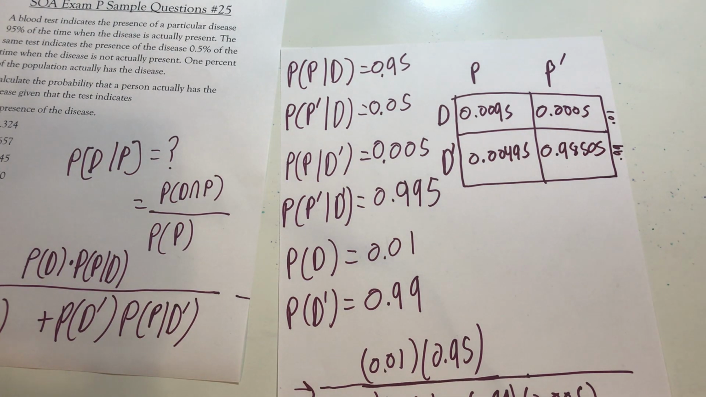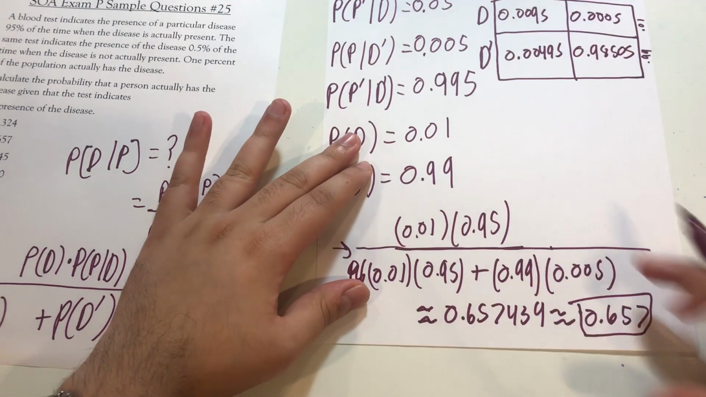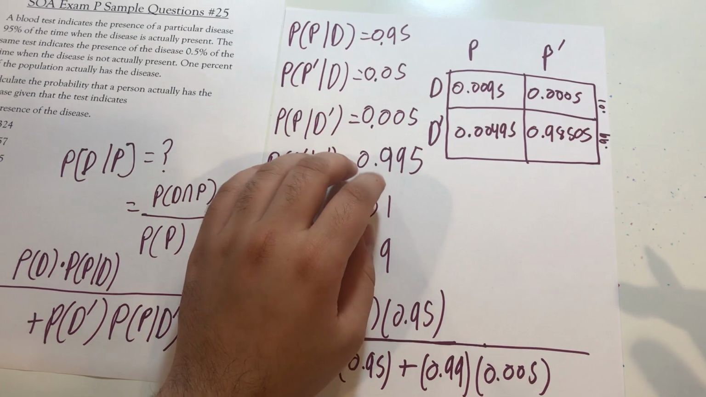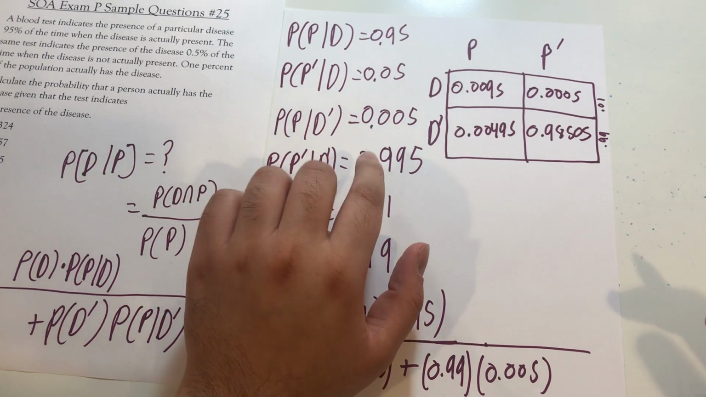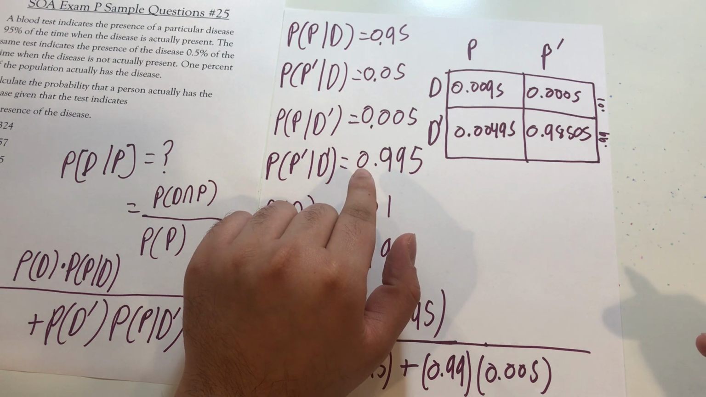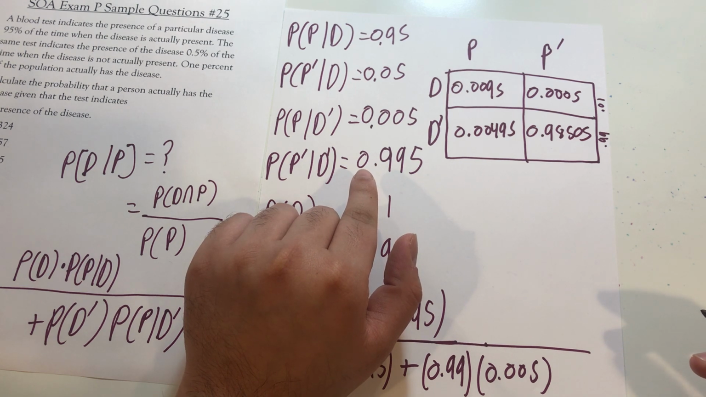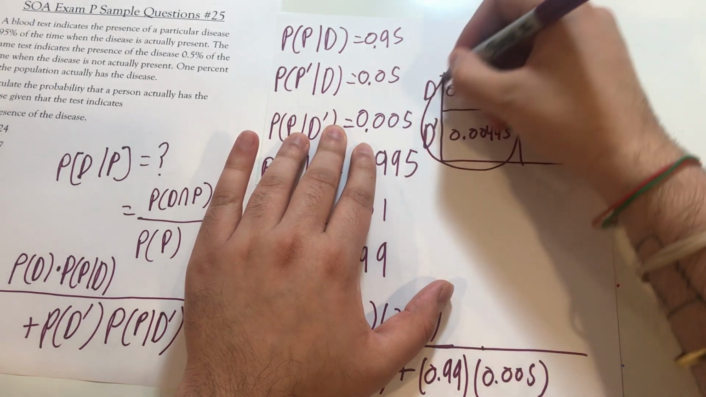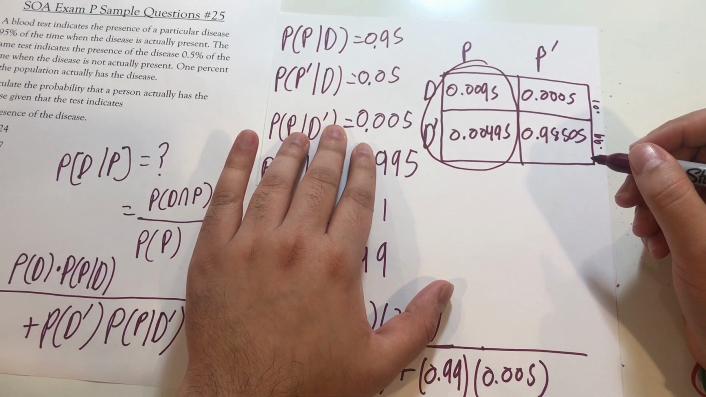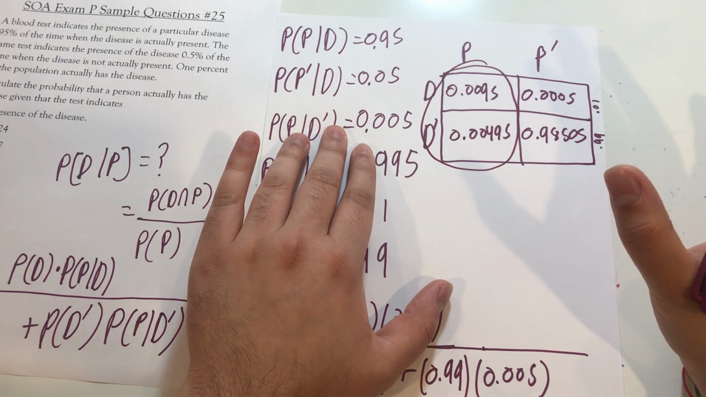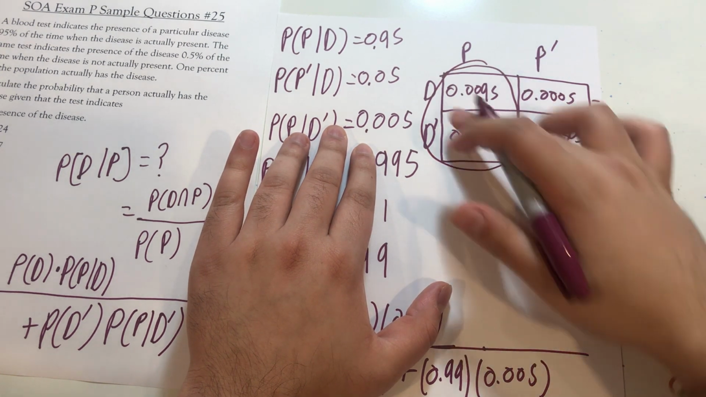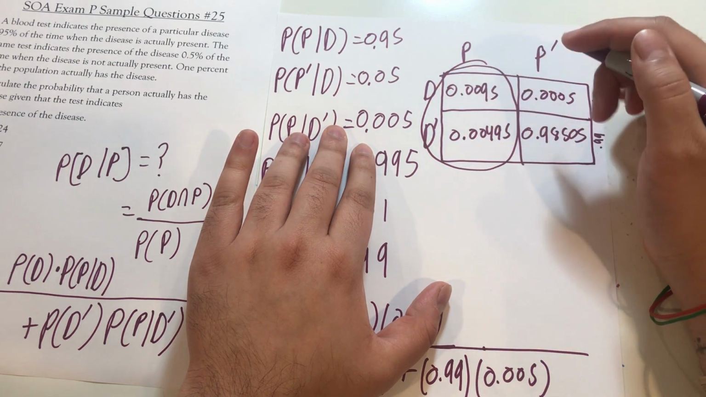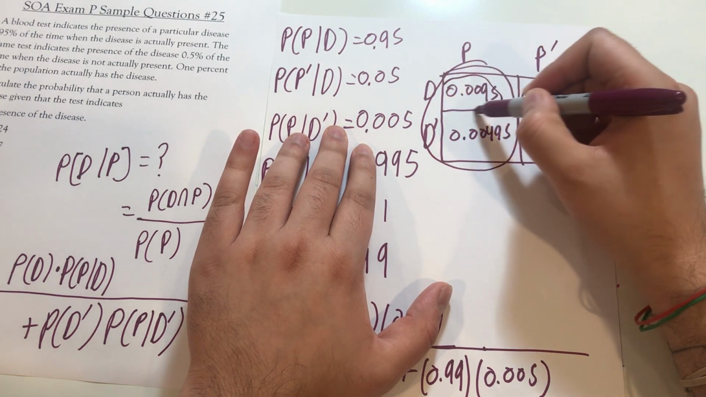Okay, now why does this help us? It's a bit more organized if you're not able to immediately go into this problem. So the question asks the probability that a person actually has the disease given that their test results indicate the presence of the disease. The test results indicating the presence of the disease is this column. That's my denominator. And the probability of actually having the disease of all the people that test positive would be these guys right here.